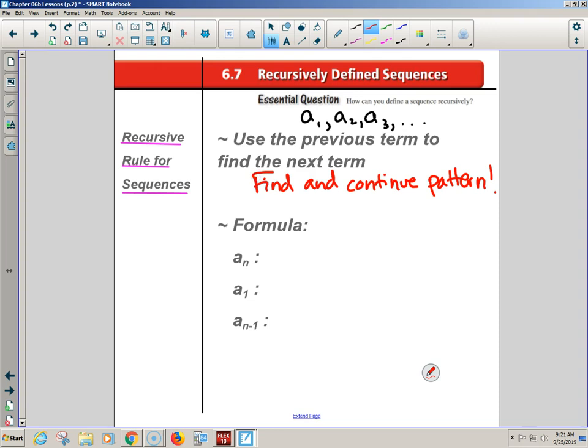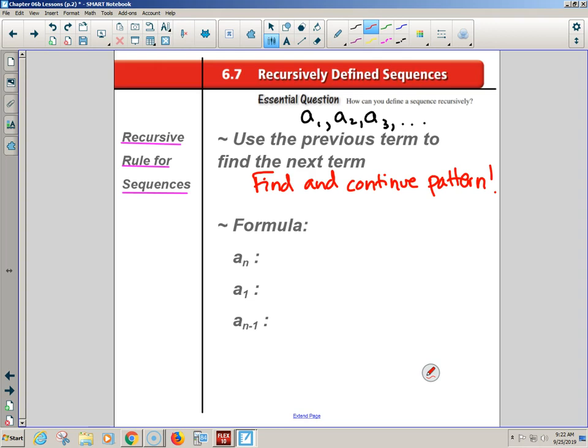This one's not going to be as nice. It's not necessarily going to be as pretty. We're just trying to find the pattern and then continue it. But the equation's going to be a little bit harder. So, recursive rules. What we need to do is find a pattern and then continue it.